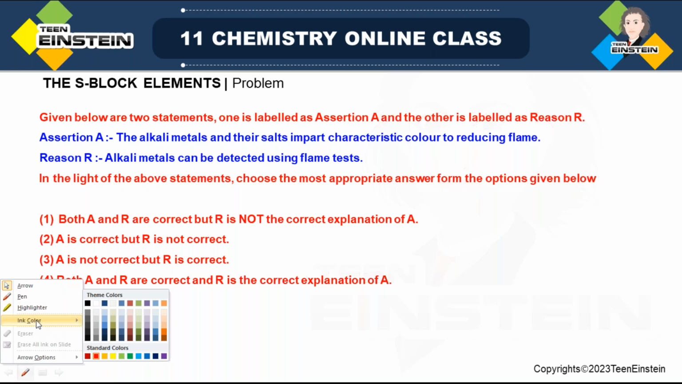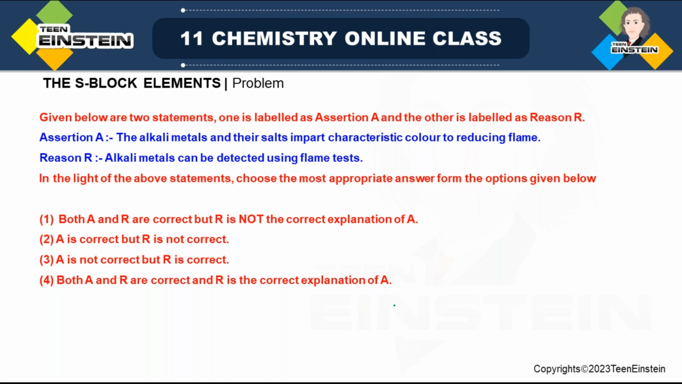Hello everyone. In the last class we finished the physical properties of alkali metals. Alkali metal means group 1 metals. So in the S block elements chapter, we have two groups, group 1 and group 2. Group 1 we started in the last class, which is alkali metals. All the alkali metals are present in group 1. Up to physical properties we have finished. Today we will focus on the chemical properties of these elements, that is alkali metals.